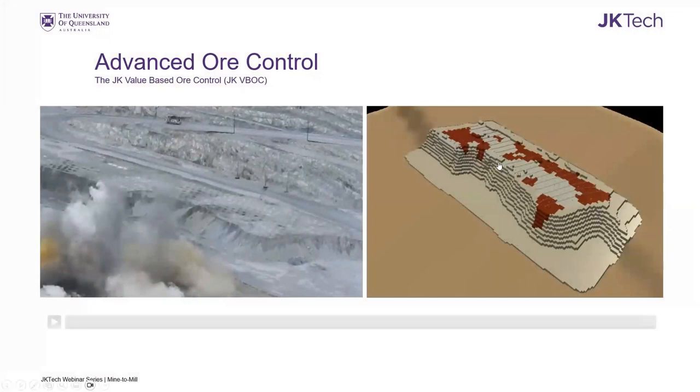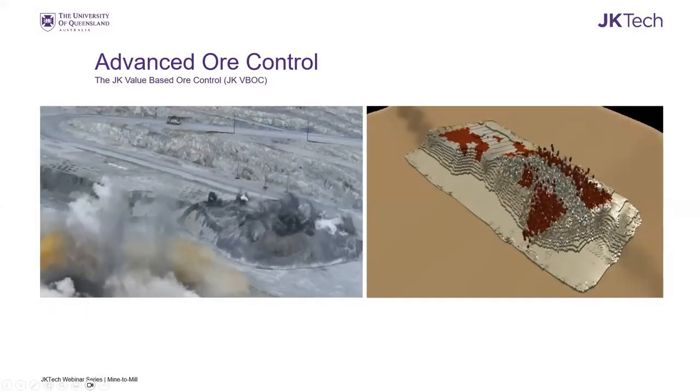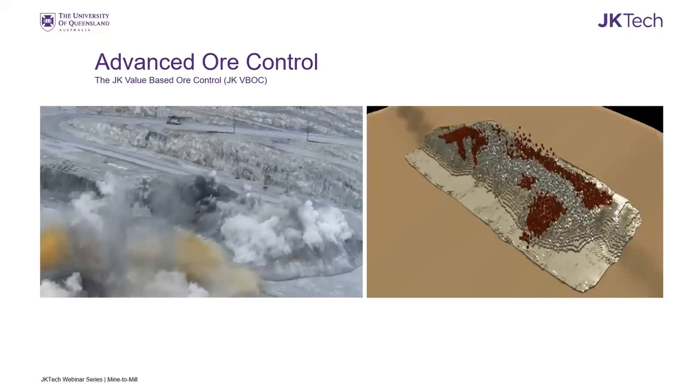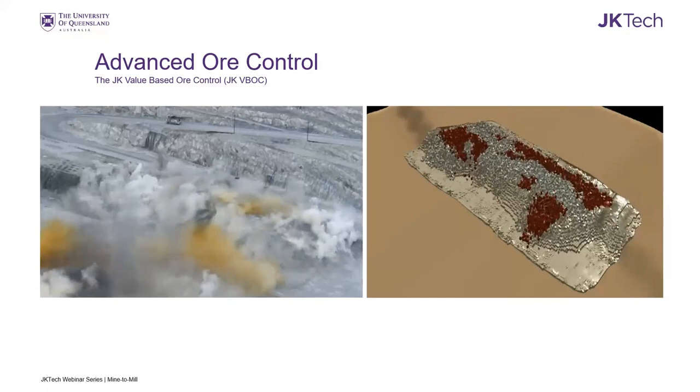On the right, the representation of the same blast using VBOC, where you can see these reddish areas representing the higher grade zones between the blast polygon. So the final form of the magpie has been fitted on VBOC using the survey collected after the blast on the real blast.